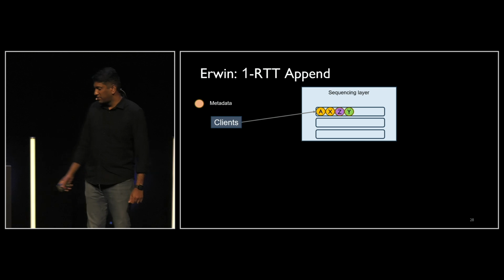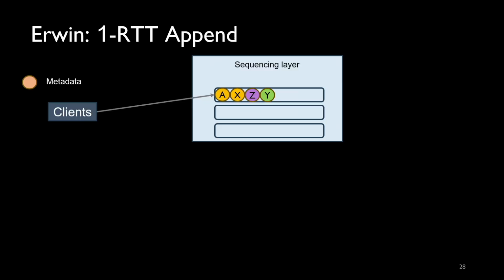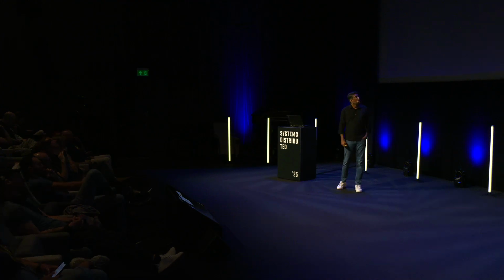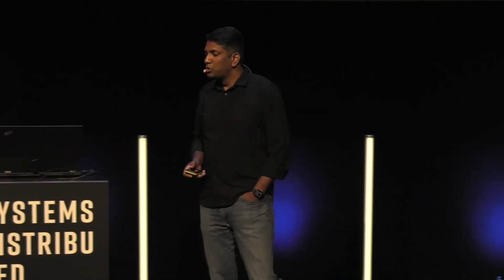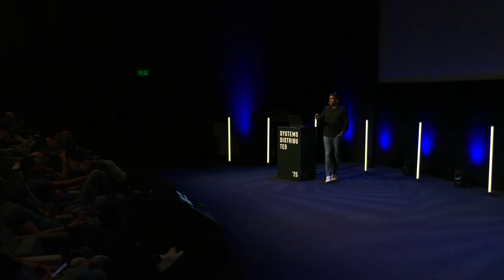So there is a problem here, though. The sequencing layer, I talked as if it's a single machine, right? That is not the truth. It's a Paxos cluster. So how do you actually write the metadata to this Paxos cluster? The problem is that if you submit this metadata request as a Paxos request to this cluster, then there is going to be internal coordination within that Paxos cluster, which again goes against our one round trip goal, right?